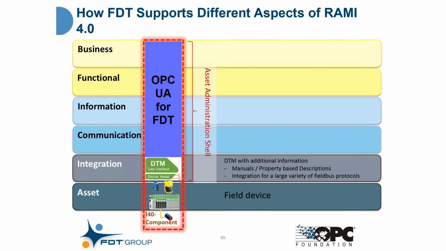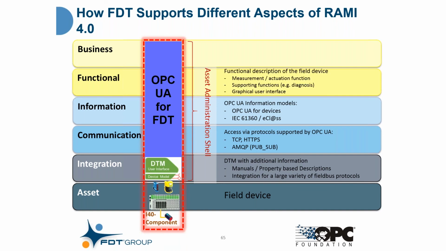The DTM with additional information is providing the integration. So additional information means here manuals or integration for a large variety of field bus protocols. Communication access is provided, supported by OPC UA, and there we don't care which transport mechanism is used. The information is organized in the form of an OPC UA information model based on OPC UA for devices and on mapping for IEC 61360.